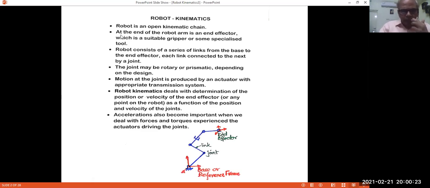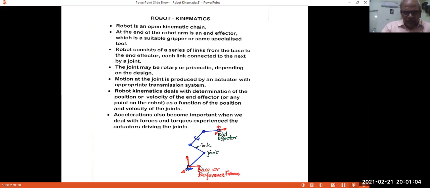Well, to start with a robot, we have a schematic representation here. A robot is an open kinematic chain. At the open end, you have an end effector or a gripper. And basically, in a robot, we like to keep track of the position and orientation, velocity, etc. of the end effector with reference to a base frame, that is some kind of inertial frame which is fixed, so that we have an idea where this end point is.